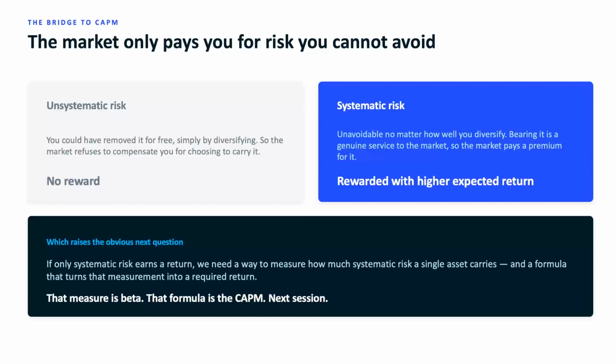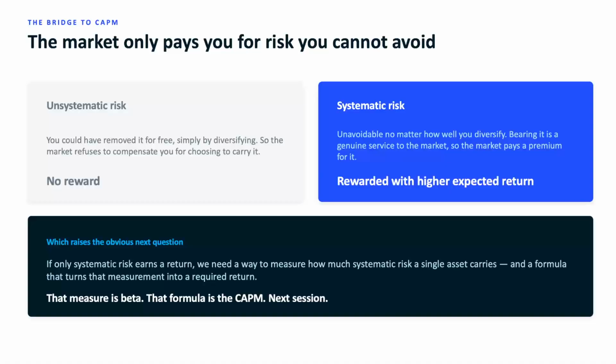Now, here's the question, and that's the question of the entire session. If you are carrying unsystematic risk, the market looks at you and says you could have removed that for free just by diversifying. You chose not to. Why should we pay you for a risk you volunteered for? And it doesn't. Unsystematic risk earns you nothing.